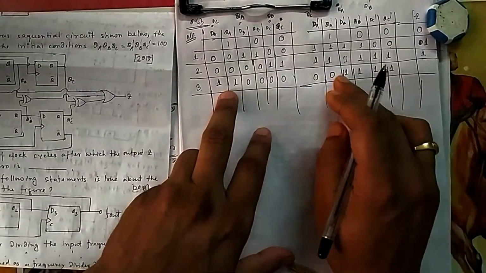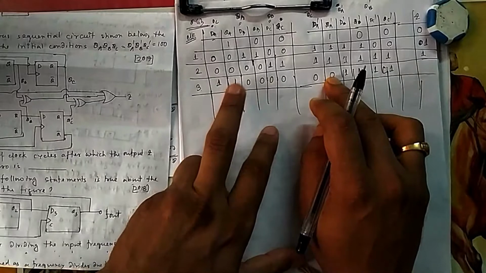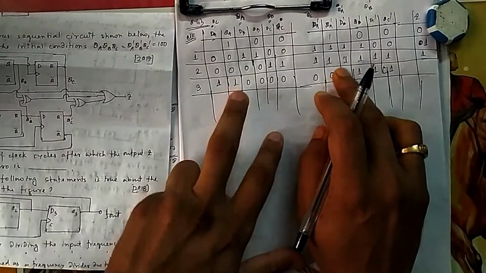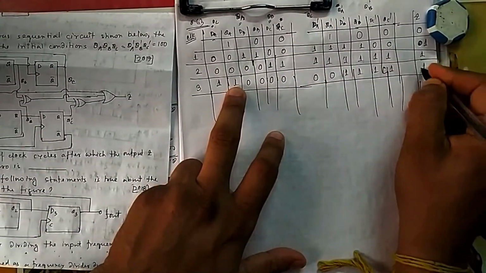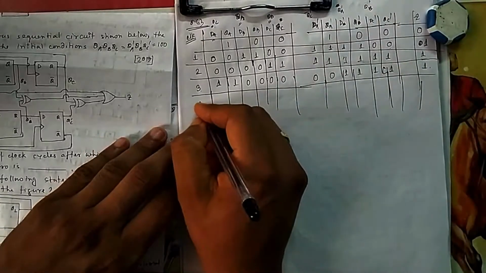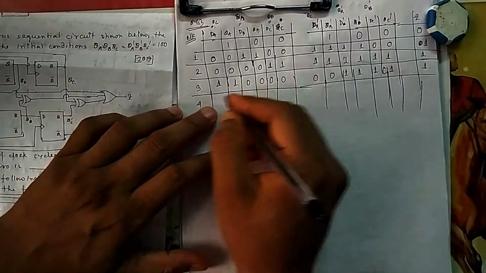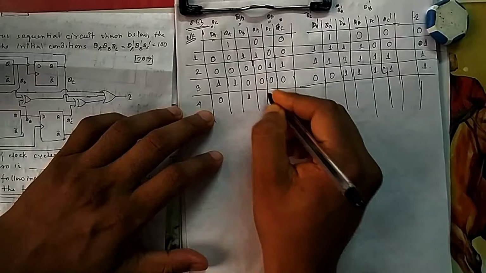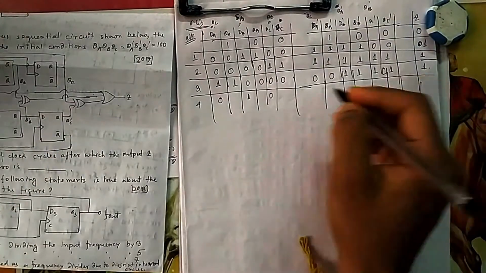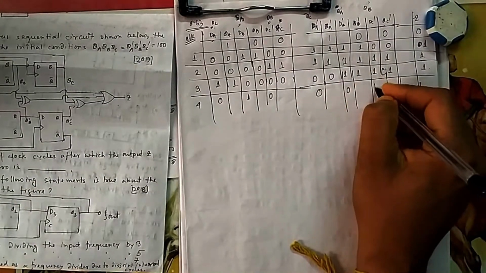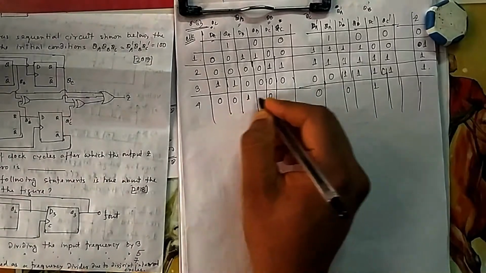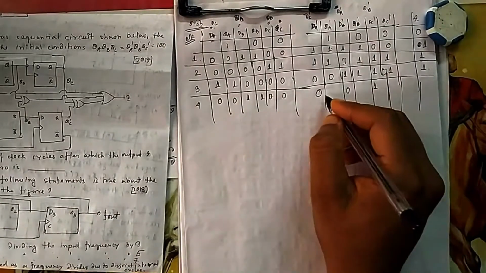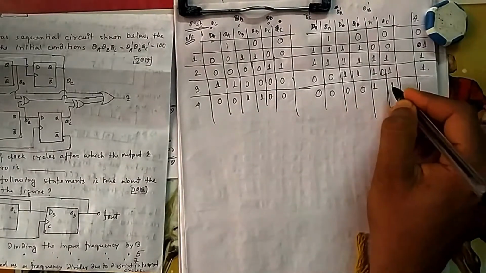So again you check these two. Again this is giving 1. QA and QA dash XOR will give you 1, which means this will be 1. So similarly you have to write. So this is 0. So this is 1. This is again 0. This is 0. This is 1. So 0 means 0. 1 means 1. 0 means 0. 0 means 0. 0 means 0. 1 means 1.